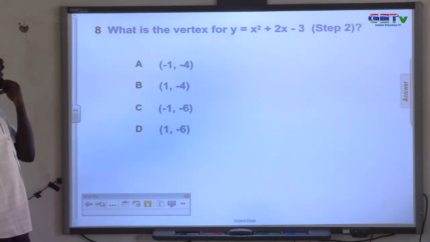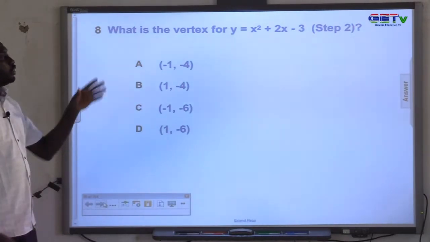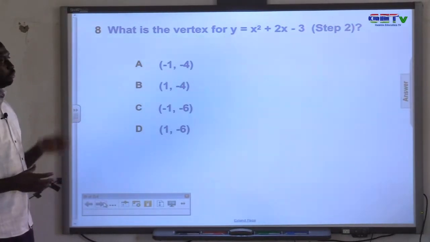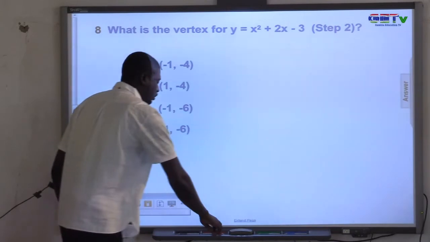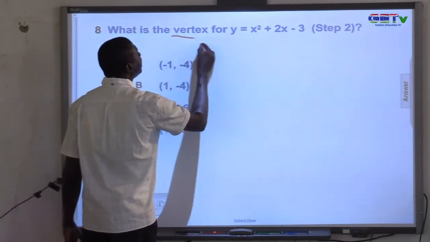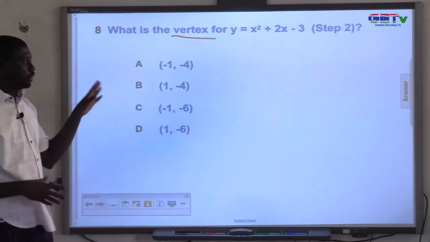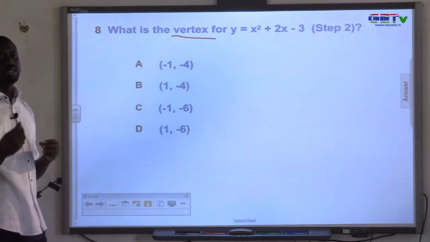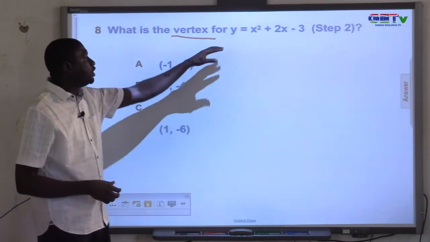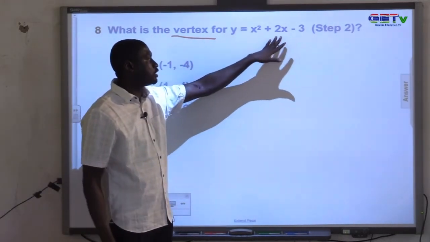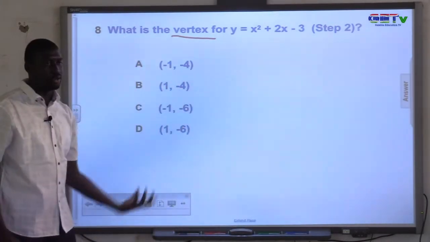Step 2, we have to find the vertex for the quadratic function. What is the vertex for y equals x squared plus 2x minus 3? This is our second step. And remember, if you recall that we solved a similar one, to solve for the vertex you need to input the value we get for the axis of symmetry into the given function, y equals x squared plus 2x minus 3. The value that we generate will be the y value. That value will give us the coordinate they are looking for.